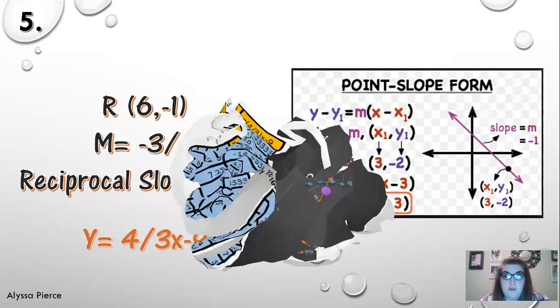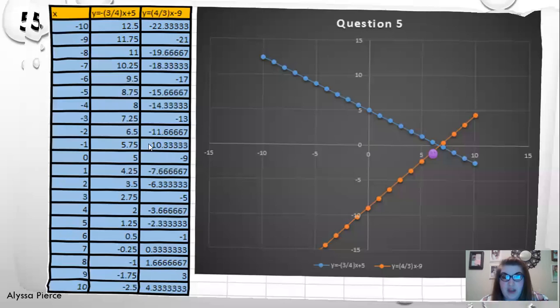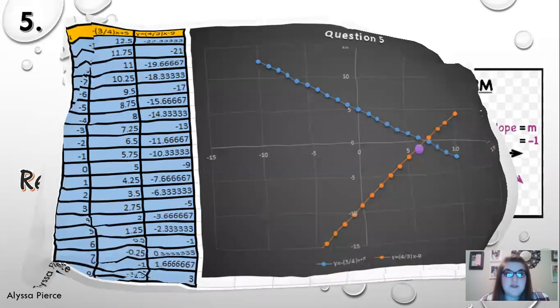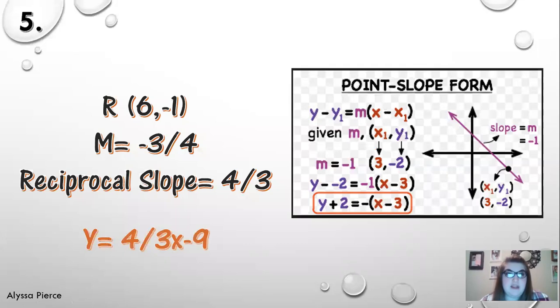So let's go back up and look at our chart, and that's exactly what I've put here. y equals 4/3 x minus 9, and that has given us that lovely orange line, which is what the question asked us to do. It told us to give the perpendicular line, okay? And we've done that with the orange line. So let's go and get to the second part of 5.